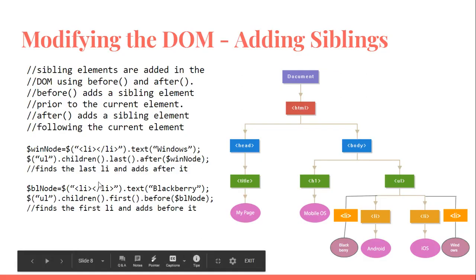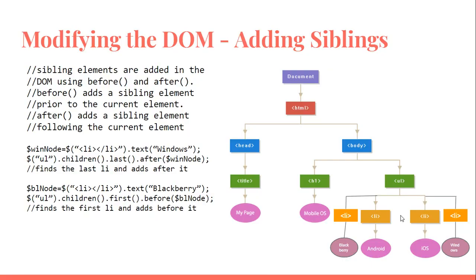Now, had I done the same, if I'd done children dot last dot before, then that BlackBerry node would have gone right in here between Android and iOS. So that's how we're adding siblings in this case, whereas before we were adding children.